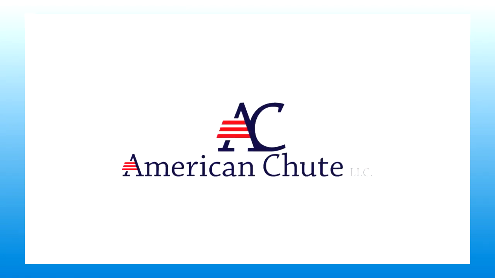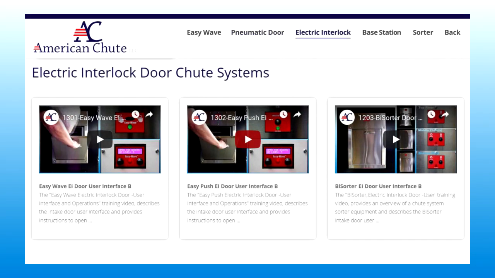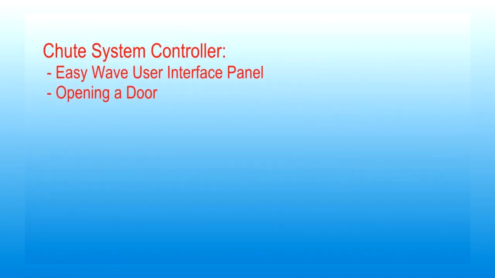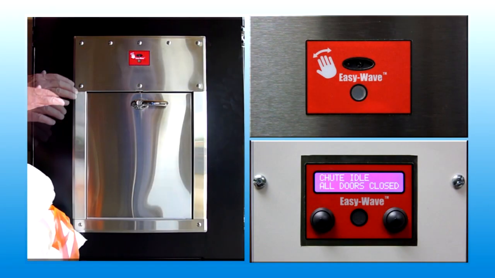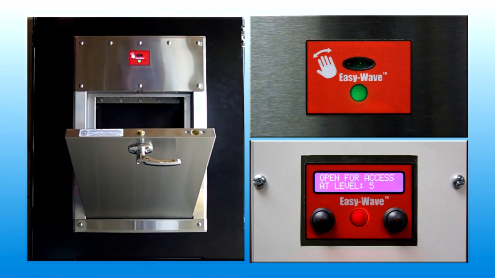Part of the EasyWave Chute system product support includes a series of instructional videos about the Chute system operations and informational videos about Chute system equipment. Equipment operating instructions are provided by demonstrating user actions and explaining how individual components are designed to perform a specific task.